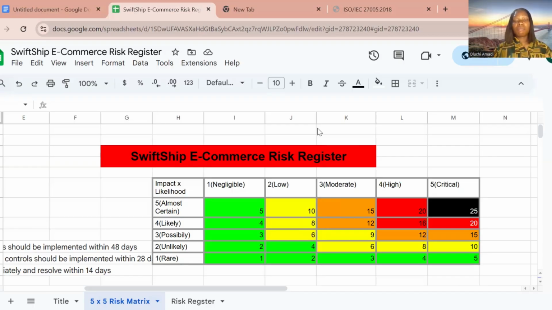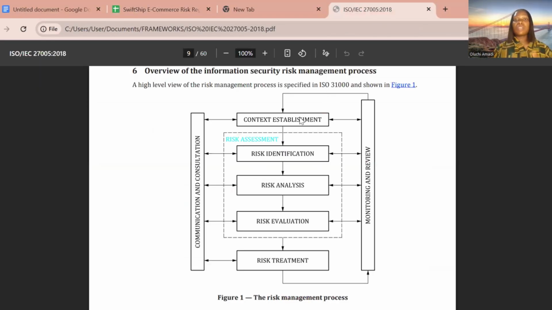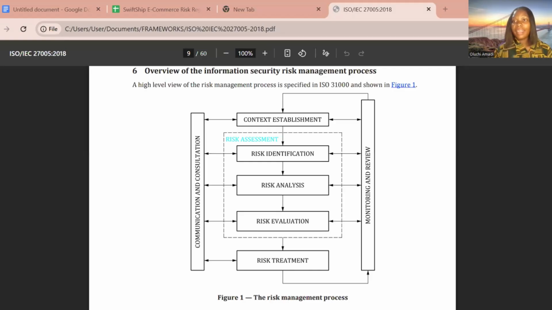As I said when we started, we're going to be using the ISO 27001 guideline. After you finish identifying your risk, the next thing you're going to do is risk analysis. In risk analysis, we have two types: the qualitative versus the quantitative risk analysis. The qualitative risk analysis is like the what, and the quantitative is the how much.